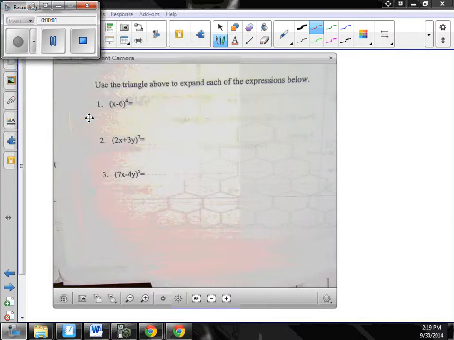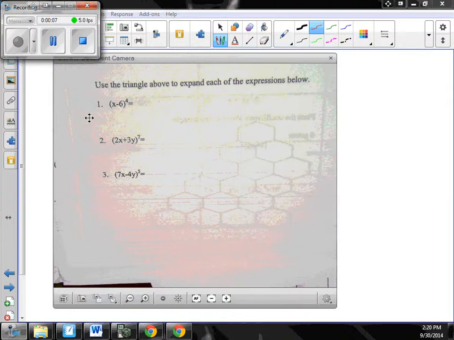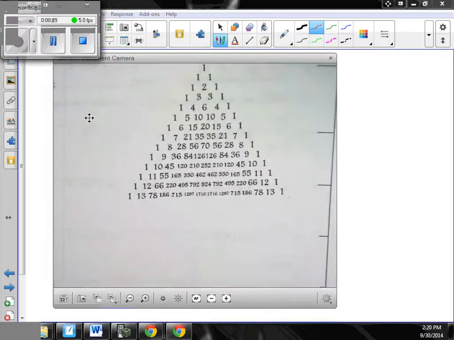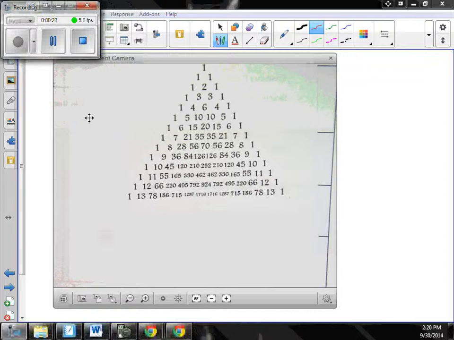So this worksheet is just more practice on the binomial theorem, and they've broken it down into different parts. I will leave this up because that will come in handy. So the first few questions are just asking for the coefficient.